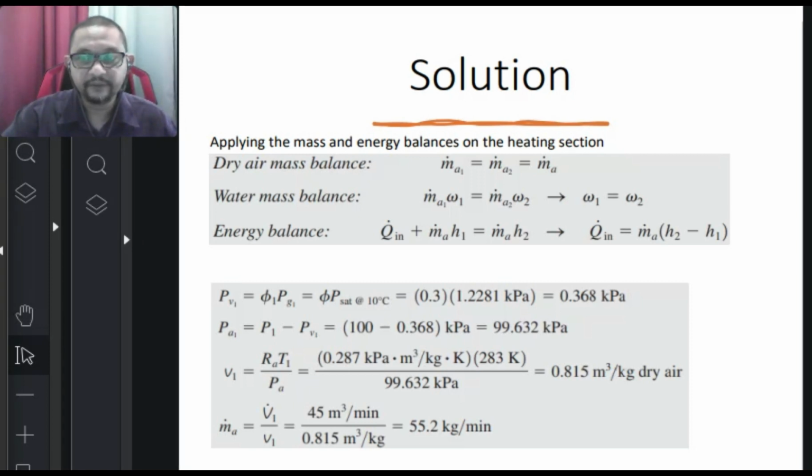Now we notice that the water vapor in the air remains constant in the heating section. That means omega 1 is equal to omega 2. But it increases in the humidifying section. That means omega 3 is bigger than omega 2. You have to note this.